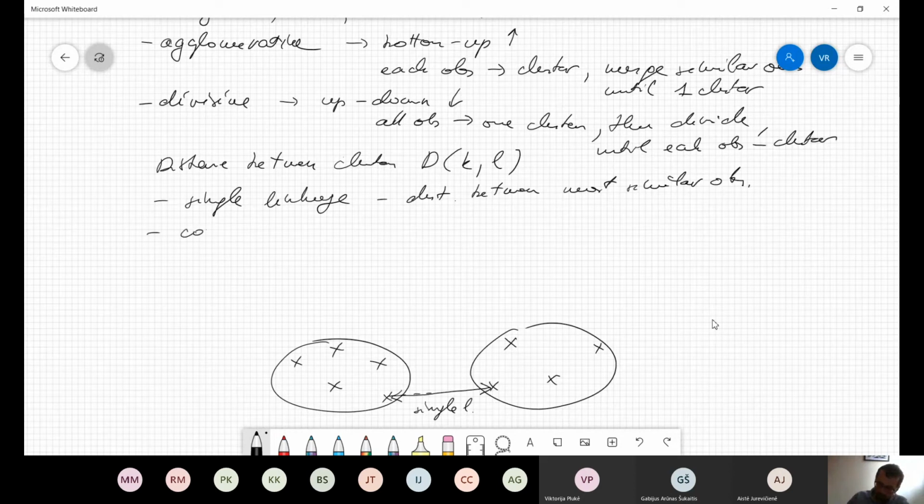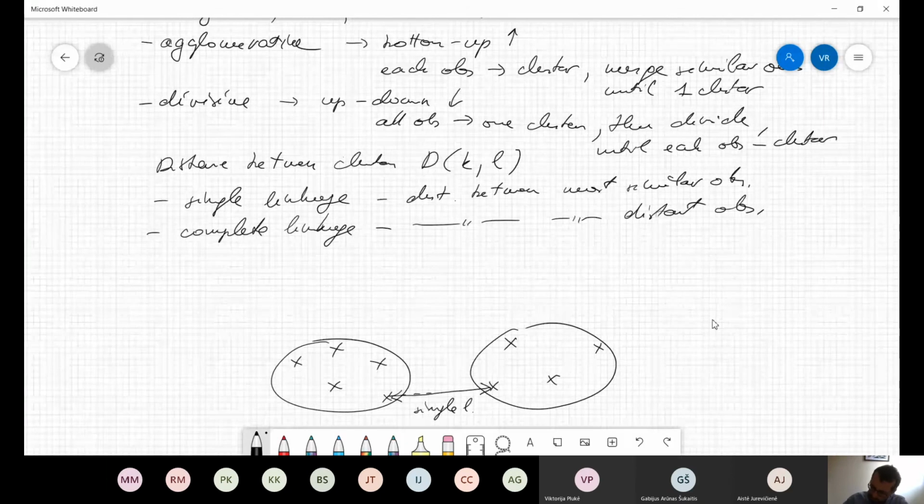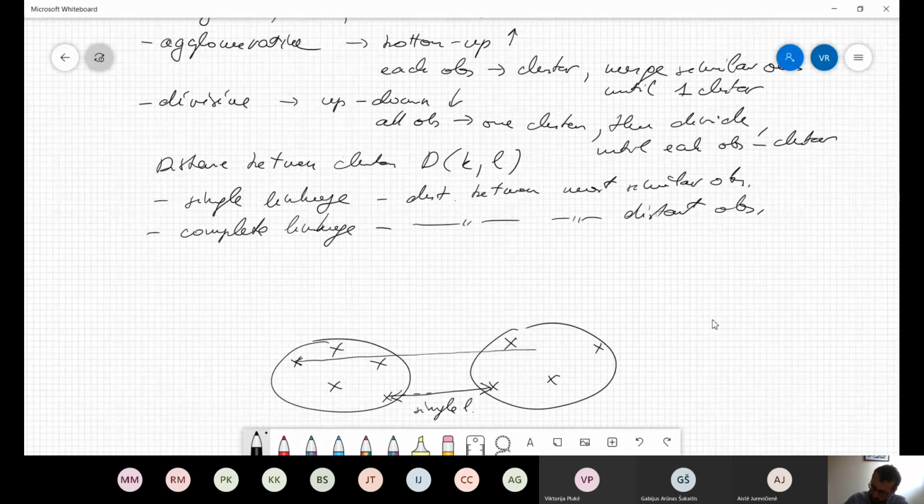Then we have a complete linkage. This is the distance between the most distant observations, right? Most probably that one and this one. So basically the distance between clusters would be this one, okay? So this is complete linkage.